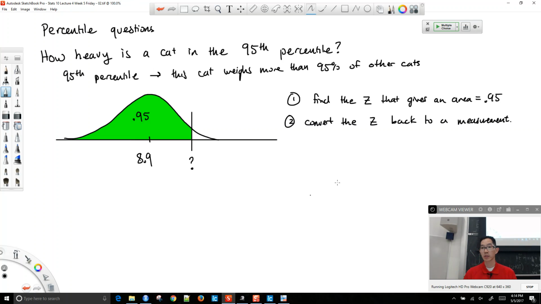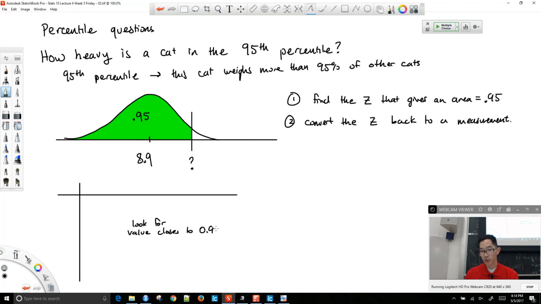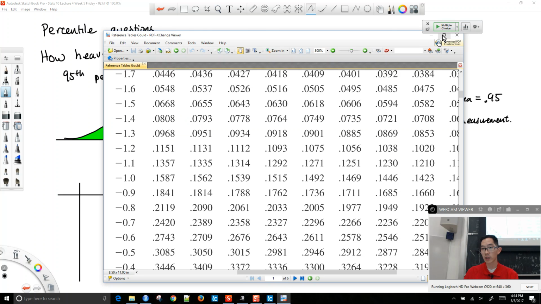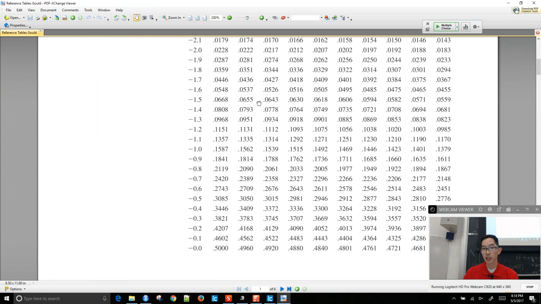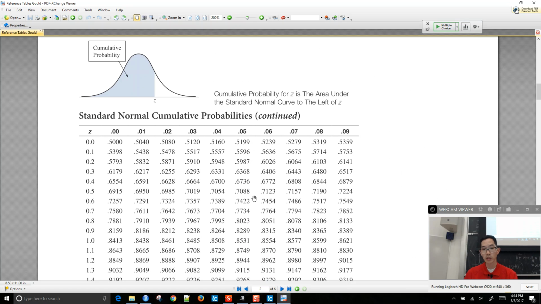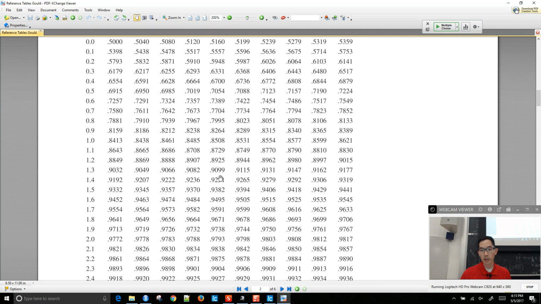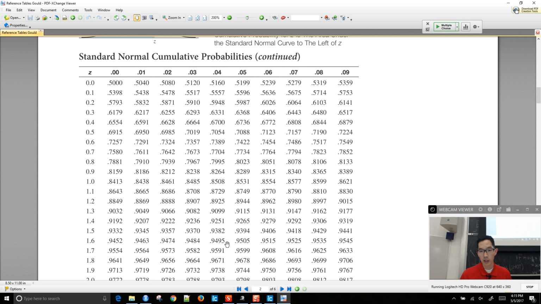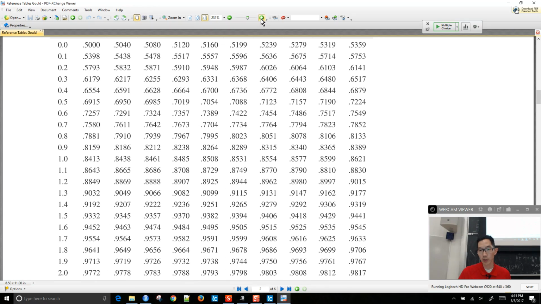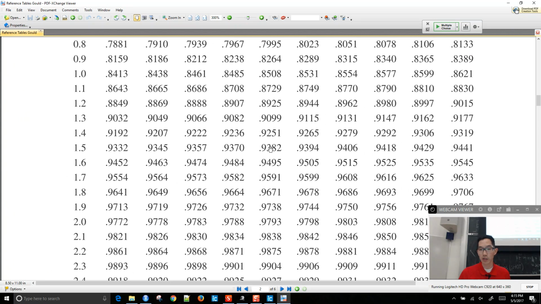Okay, so what we will do is go to the table, and we're going to look for the value closest to 0.95. We look through all of these values. There's a bunch, but they're all in order from least to greatest, so it's not the worst thing in the world. We try to find the value that's closest to 0.95. I actually find two values that are equally close to 0.95: 0.9495 and 0.9505.